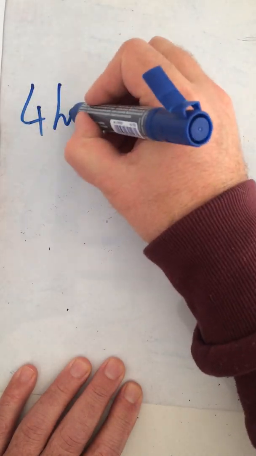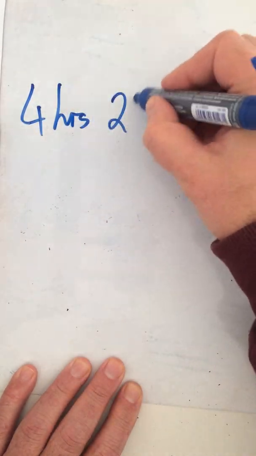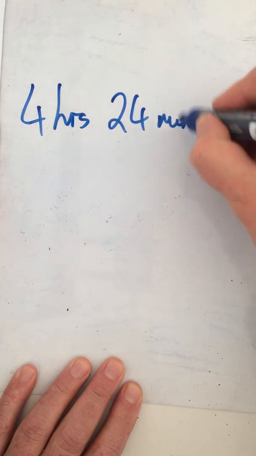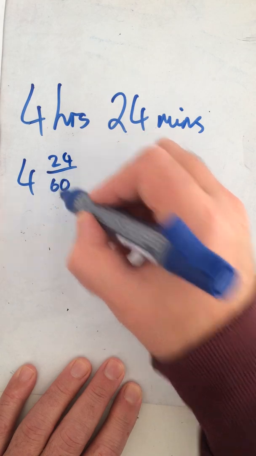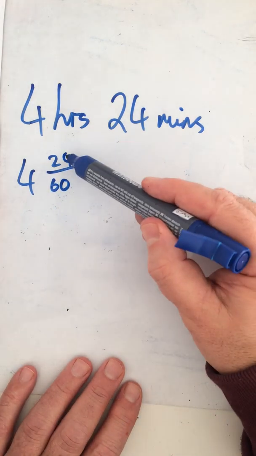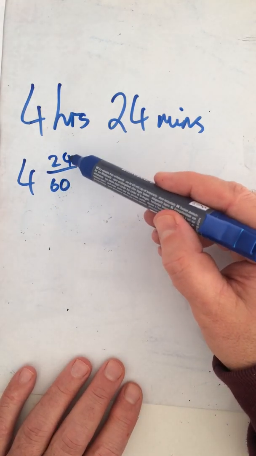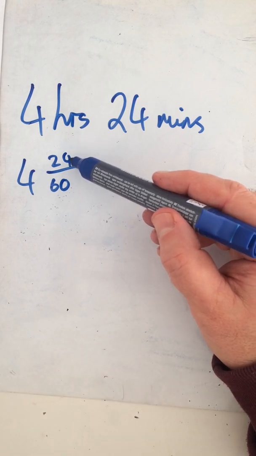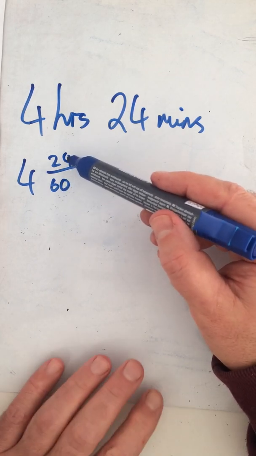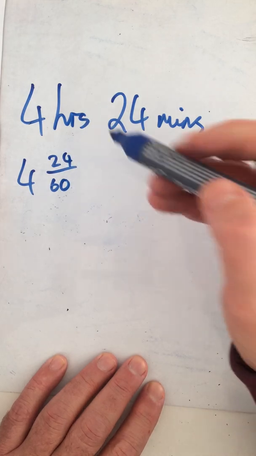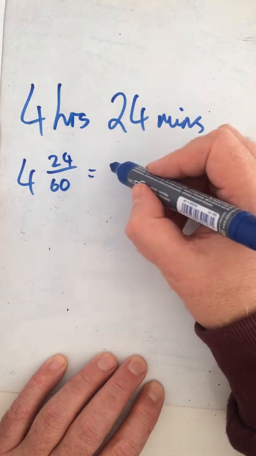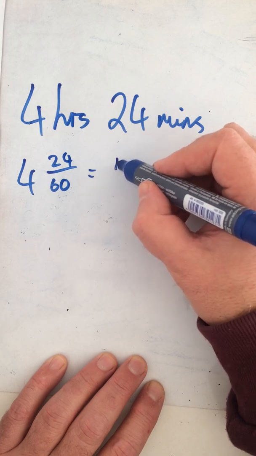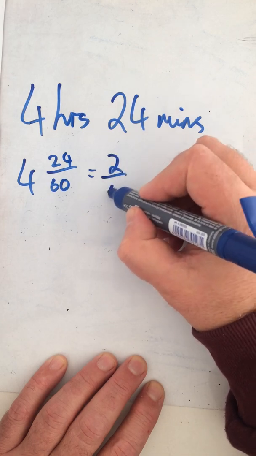And then one more. 4 hours and 24 minutes. Again the 4 is going to stay the same, and I'll just put 24 over 60. What's the highest common factor of 24 and 60? There are quite a lot of common factors, but the highest one would be 12. 12 goes into 24 and 60, so I'm going to divide them both by 12. I'm simplifying, so that becomes 2 over 5.